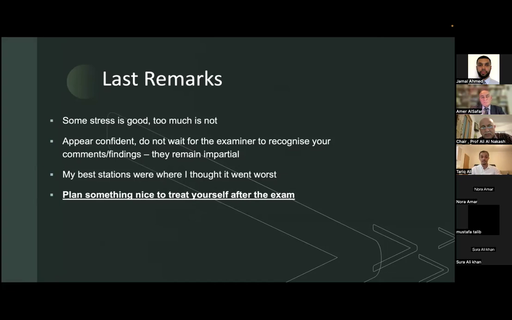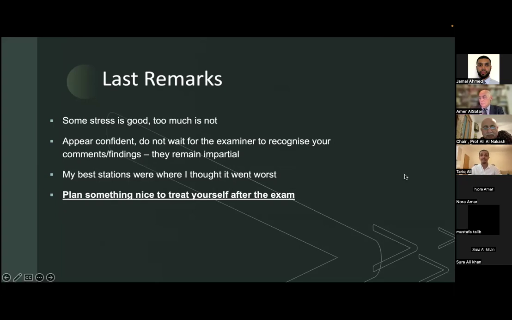It's about safety. And then what we spoke about earlier involving the rest stations, the ones that I thought went worst were the ones that I scored the highest and the best. And that's probably because the examiners want to push you until they feel like they've exhausted all that you know. So if you feel challenged, good, you're probably doing something right.